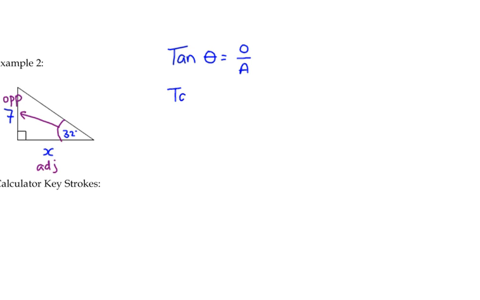So tan, let's sub in what we know. Tan of 32 equals 7 over x. Okay. Can someone tell me why we have a problem? Can't divide by x. We want to solve for x. We want to get x by itself. If I try and move the 7, I would still have 1 over x. Right? X is on the denominator.